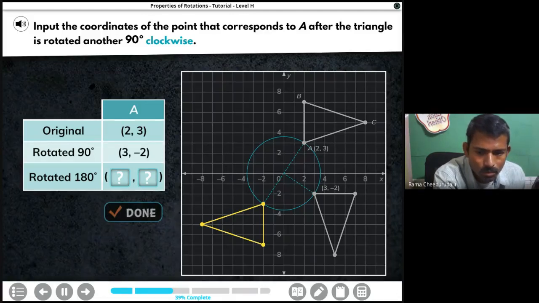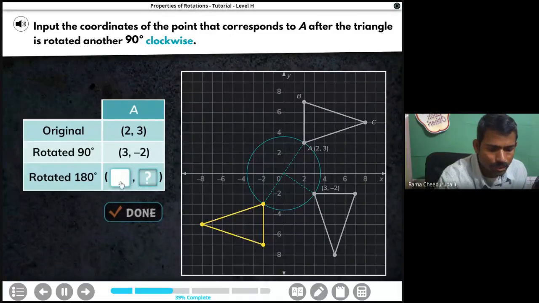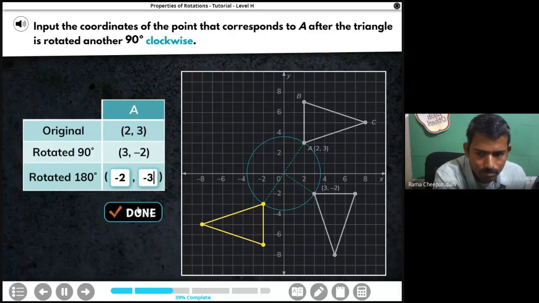So if I turn it one more 90 degrees, let's follow the same logic from 90 to 180. The x is 3 now. I'm going to switch it to the negative, that's going to be -3, and then I swap them. I'm thinking I'm going to get (-2, -3). So what I did, I took the x coordinate, switched it to the negative, and then switched the places. Okay, now I'm going to check whether I did it correctly or not. Ooh, nice job!